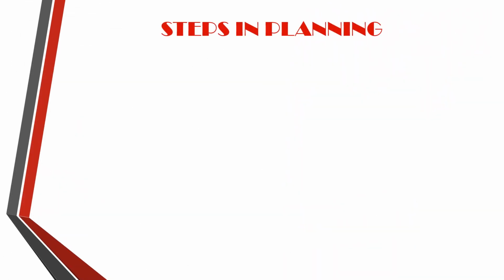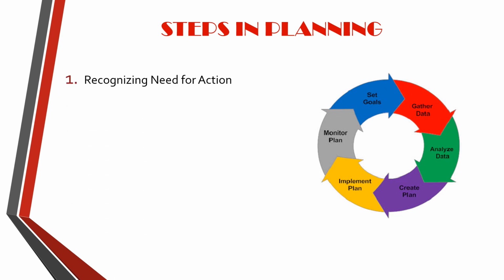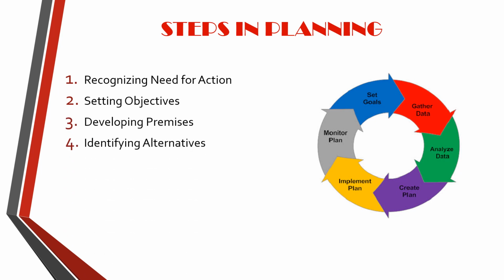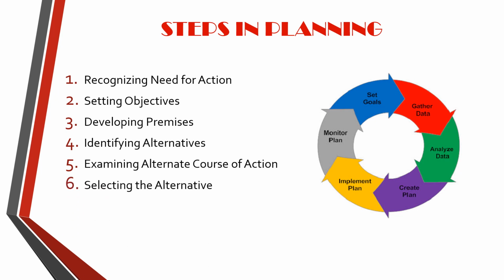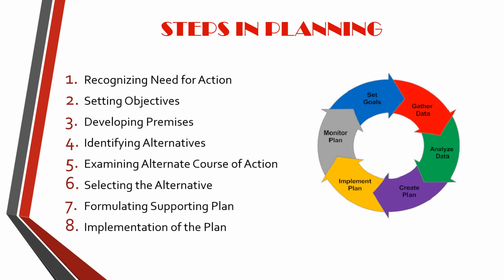Steps in planning. Planning can be done by following steps such as recognizing need for action, setting objectives, developing premises, identifying alternatives, examining alternate courses of action, selecting the alternative, formulating supporting plans, and implementation of the plan.